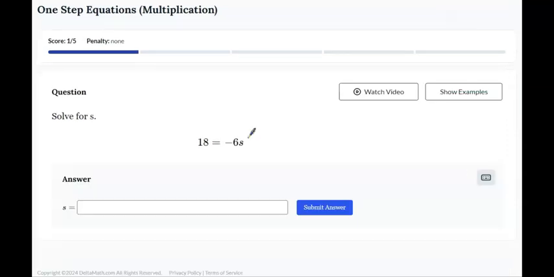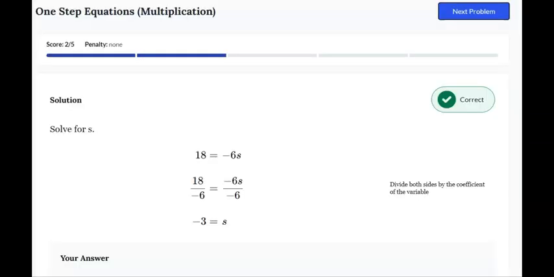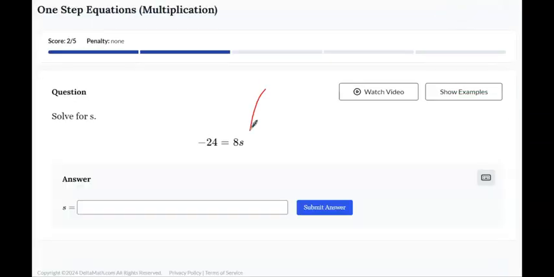Again, this is a multiplication problem. The opposite of multiplication is division. The number that goes underneath is the coefficient, exactly the same as it is. -6 divided on both sides. That's going to give us -3. One last time. Find the variable, find the coefficient, perform the opposite operation. -3 is our answer.